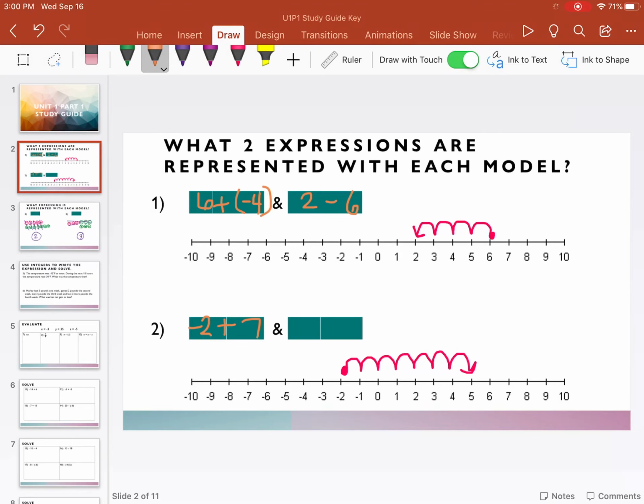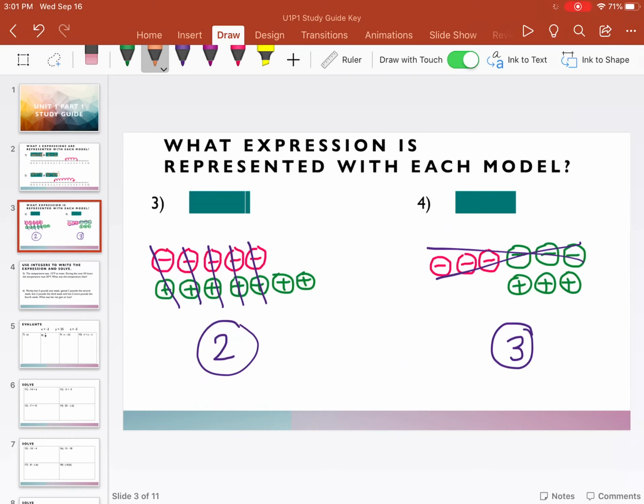Or it could be a subtraction problem. Remember there, we start at the second number and jump to the first number. So we're starting at a -2. We said it's subtraction. We jump to the first number, which was a 5. So 5 minus -2 is another option for this.